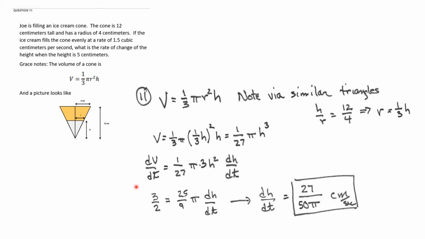And then we're going to take dV/dt on both sides. So dV/dt, and the derivative with respect to t on the other side, this is going to be 1/27 pi. That's going to be 3h squared dh/dt. And when we simplify that a little bit, or plug in the numbers, actually, is what we do. 1.5 is really 3/2. And whenever we square the value of h, which was 5 centimeters, we get 25. And we have another factor of 3 there, so it's 25/9 pi dh/dt. We solve for dh/dt, and we get the exact answer is 27/50 pi. And the units should be in centimeters per second.